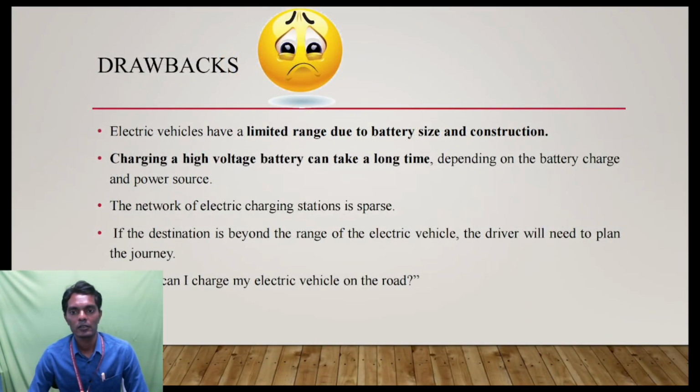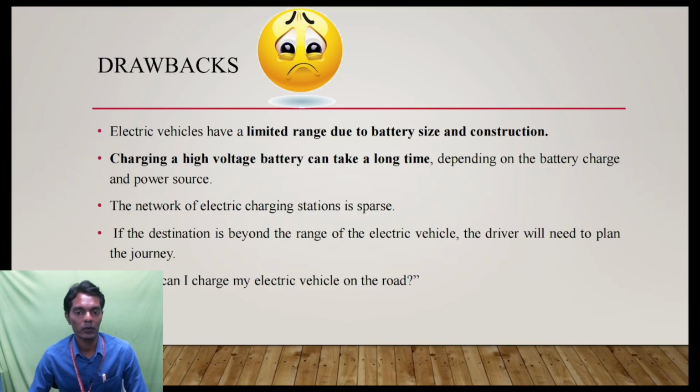What are the drawbacks? The main problem is the battery size and construction. It has a limited range due to battery size and construction. Charging a high voltage battery can take a really long time, depending on the battery charge and power source. The network of electrical charging stations is sparse. We don't have electrical charging stations across the nation.